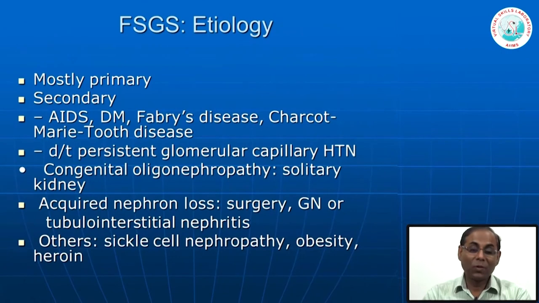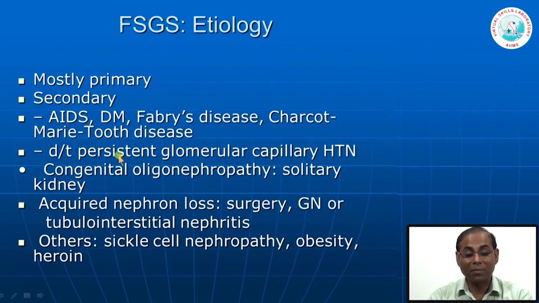Now, the etiology: in most cases we do not know the cause, and that is why we say it is primary, but there are many situations where it is associated with other diseases. These we classify as secondary FSGS. They may be associated with AIDS, I mean HIV, where collapsing glomerulopathy is an important or common presentation. In diabetes mellitus, we can get FSGS, also in Fabry's disease and Charcot-Marie-Tooth disease. These are rare genetic diseases.